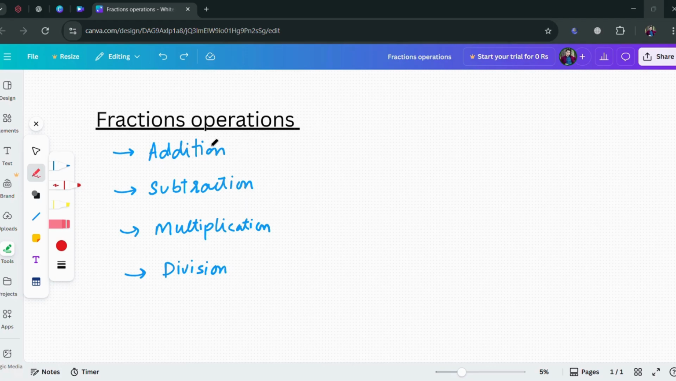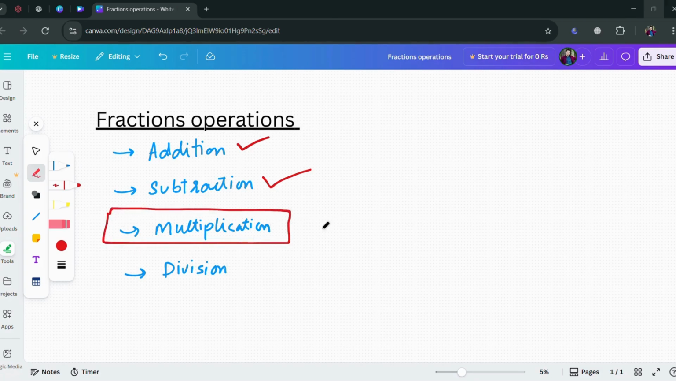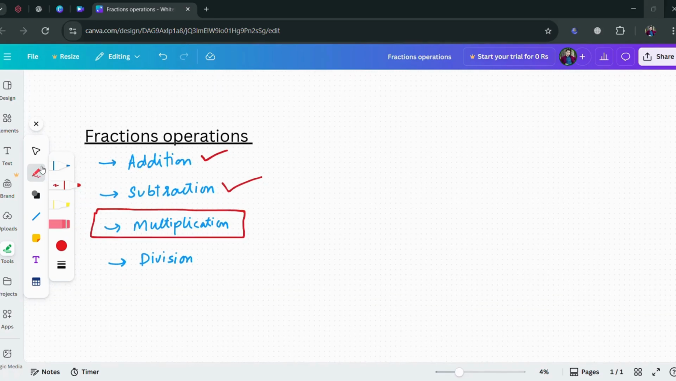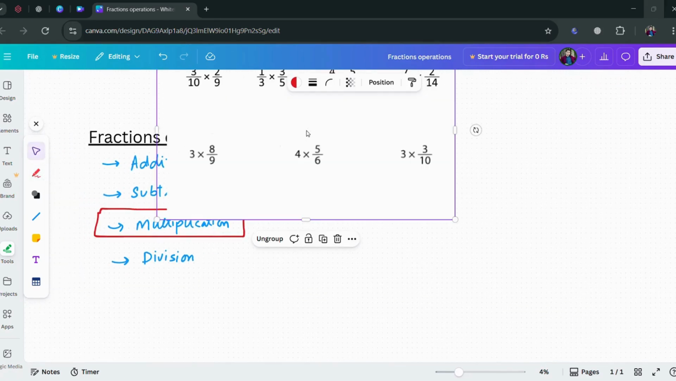As you guys know, last time we were working on addition of fractions and subtraction of fractions. I've already uploaded two videos about these two lessons. So now in today's class we will be discussing multiplication of fractions. That's a pretty easy topic, so let's move towards some questions real quick.